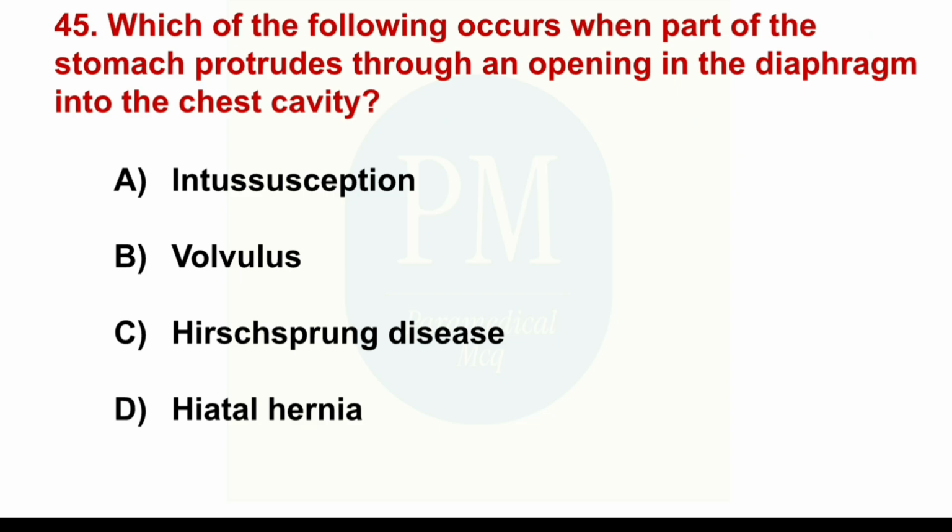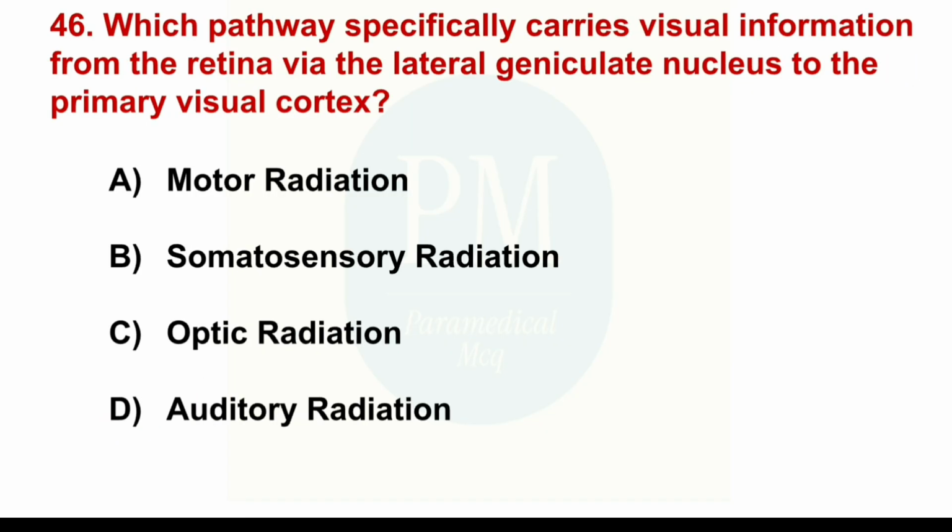Which of the following occurs when part of the stomach protrudes through an opening in the diaphragm into the chest cavity? Option A, interstitial. Option B, volvulus. Option C, Hirschsprung disease. Option D, hiatal hernia. The correct option is option D, hiatal hernia. Which pathway specifically carries visual information from the retina via the lateral geniculate nucleus to the primary visual cortex? Option A, motor radiation. Option B, somatosensory radiation. Option C, optic radiation. Option D, auditory radiation. The correct option is option C, optic radiation.